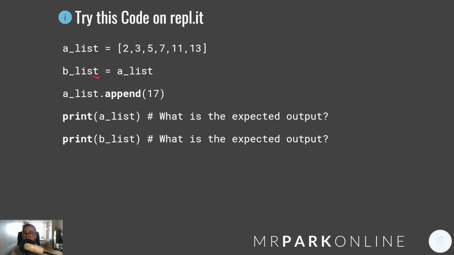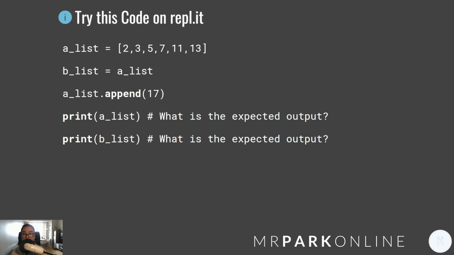So we're taking a list of this, and we're saying, hey, B list is going to be A list. I want a copy of it. And I want to add 17 into A list and see what happens. So pause this video, try it out. All right, welcome back.